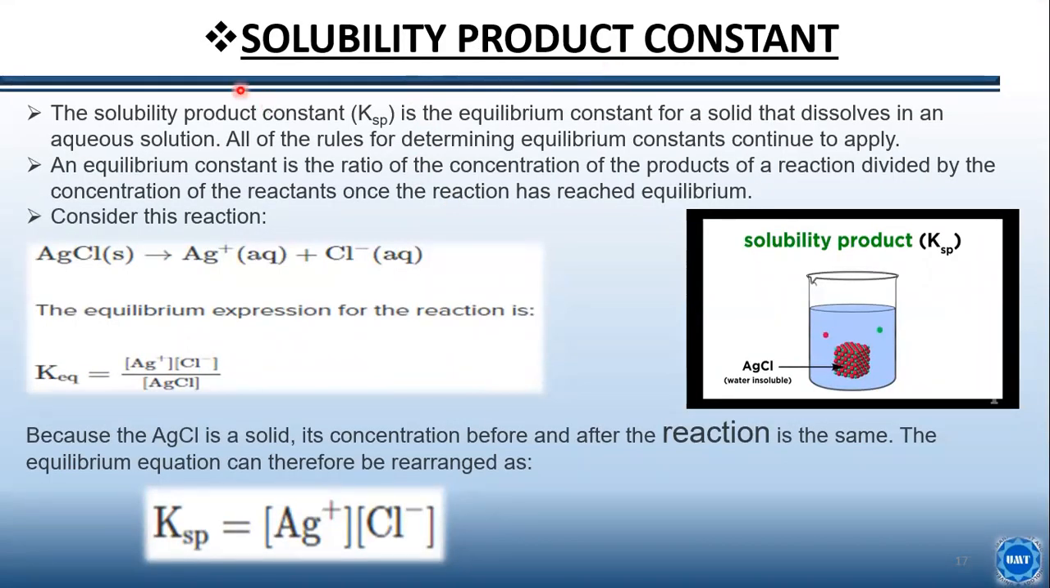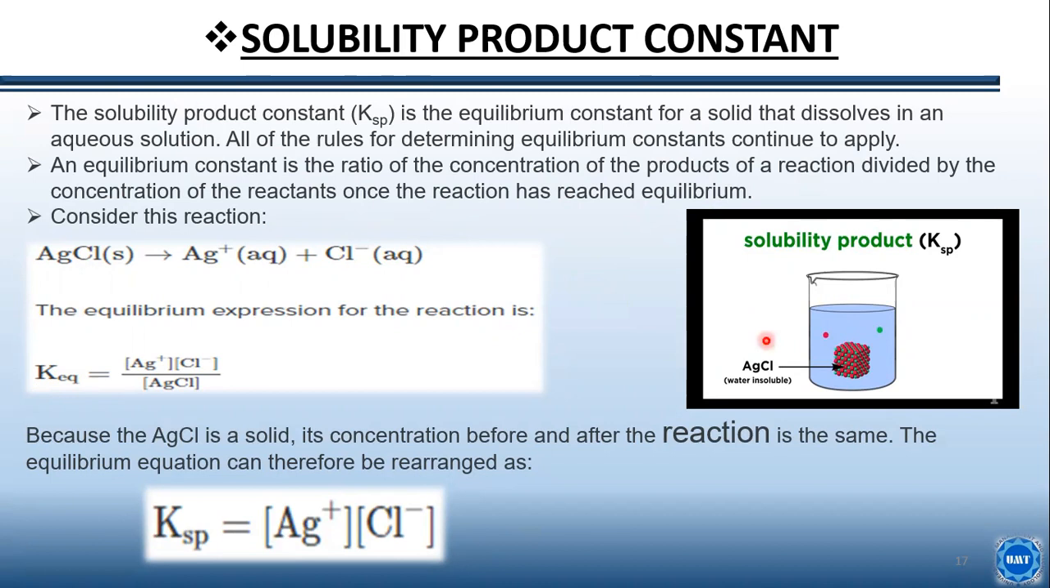The solubility product constant is basically the equilibrium constant for a solid that dissolves in an aqueous solution. All the rules for determining the equilibrium constant continue to apply. An equilibrium constant is the ratio of the concentration of the products of the reaction divided by the concentration of the reactants once the reaction has reached equilibrium.